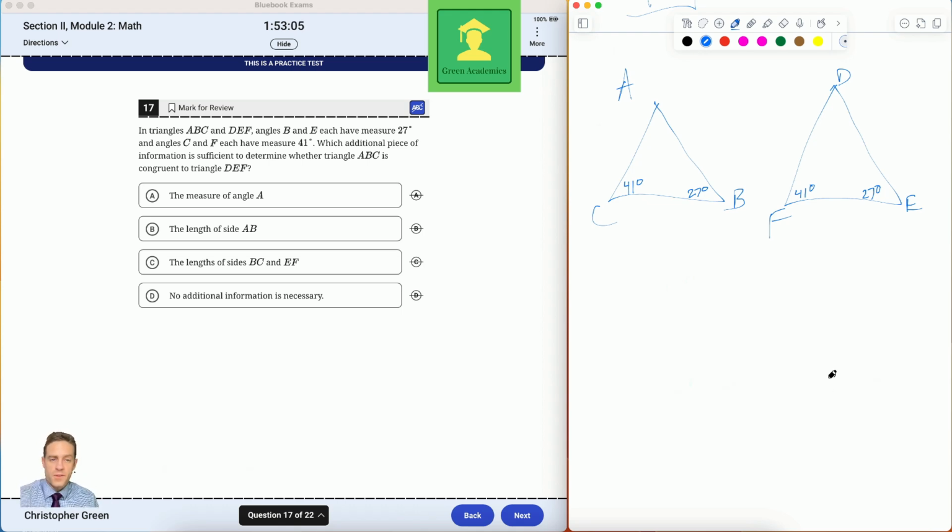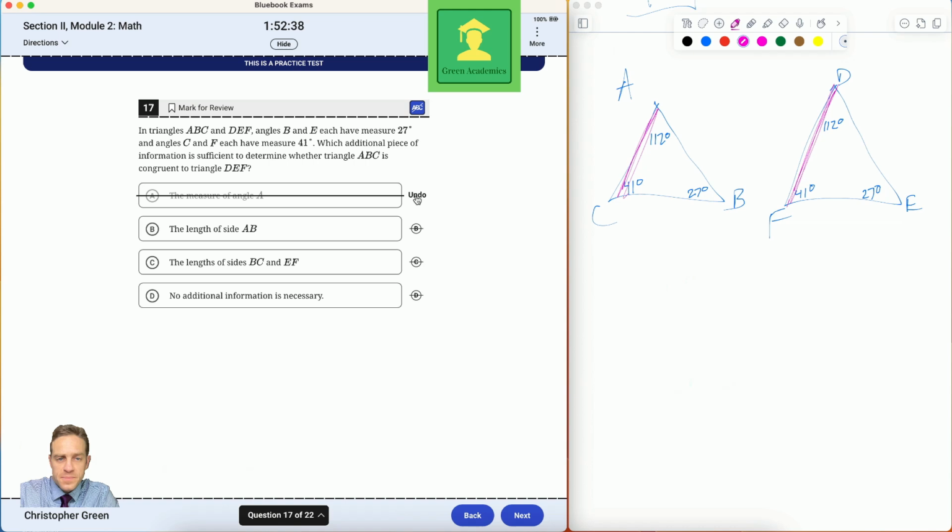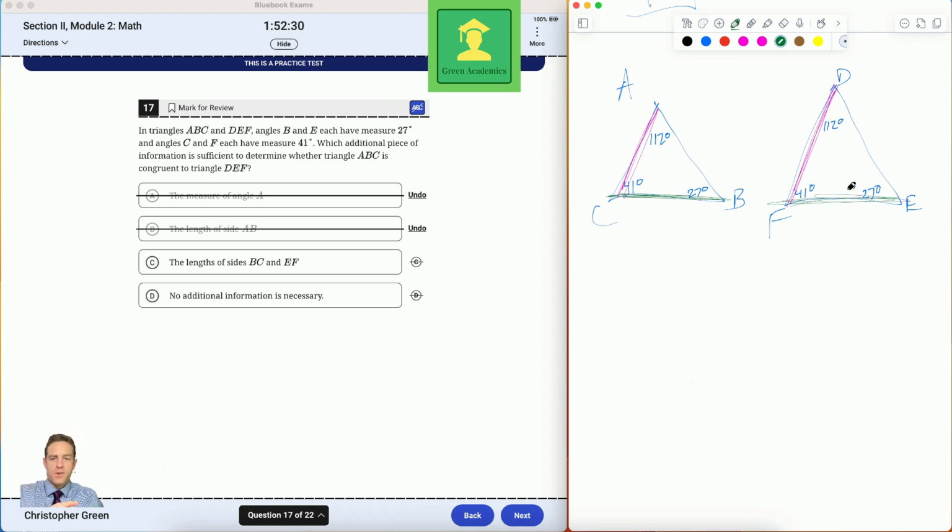So of course they're similar because the missing angle must be the same in both of them. This has to be 112 degrees in both of them. But to prove that they're congruent, you would have to say that any pair of corresponding sides is the same. So for example, if AC was DF, then they'd have to be congruent. So answer choice A is the trick wrong answer. That's actually already known. Can't be that. BC and EF, yeah, that's the answer, right? Because if you know for a fact that this is the same as this, then of course the triangles are congruent.